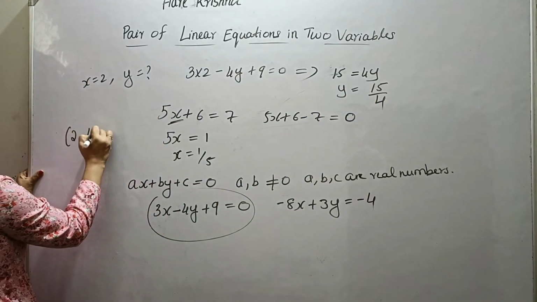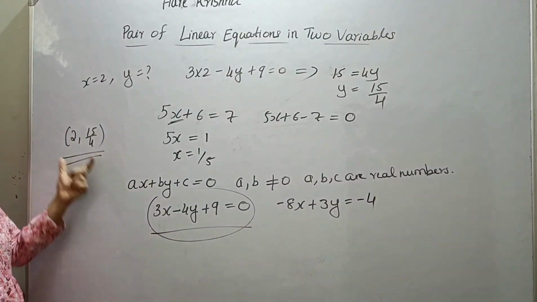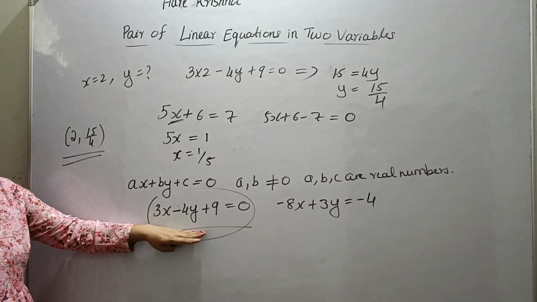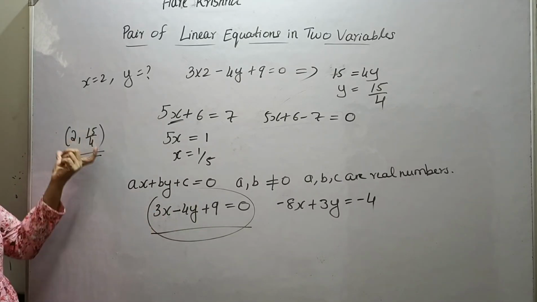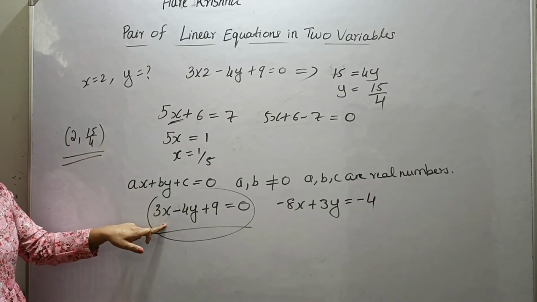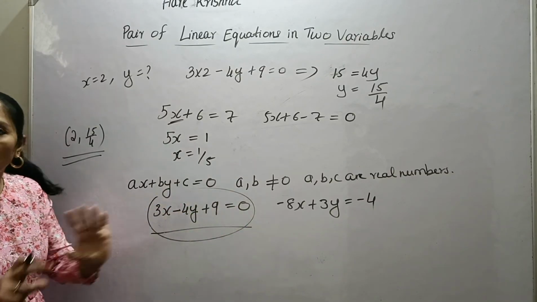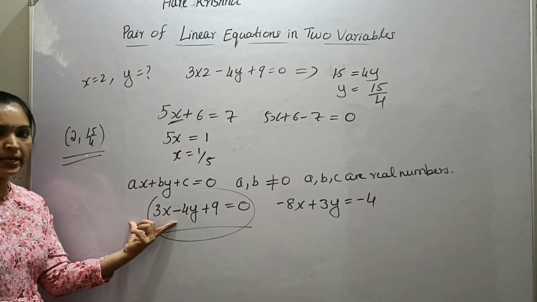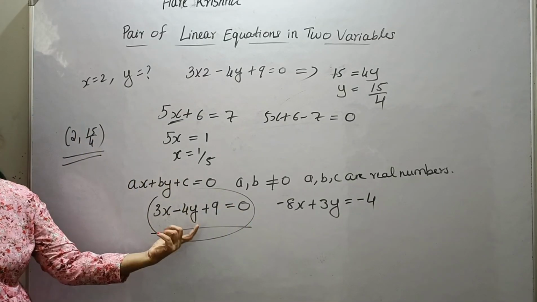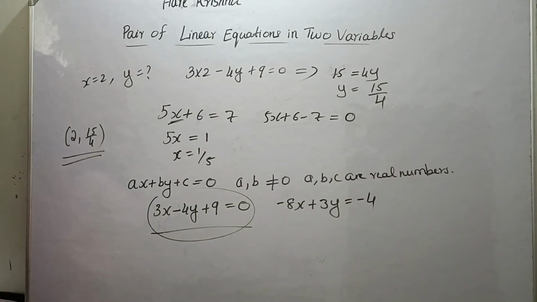So (2, 15 by 4) is a solution of this equation. That means this point satisfies this equation. If you substitute x is equal to 2 and y is equal to 15 by 4, you will get 0 is equal to 0. If you substitute it here, the right side will be 0. That means this point satisfies the equation, so that is called a solution.